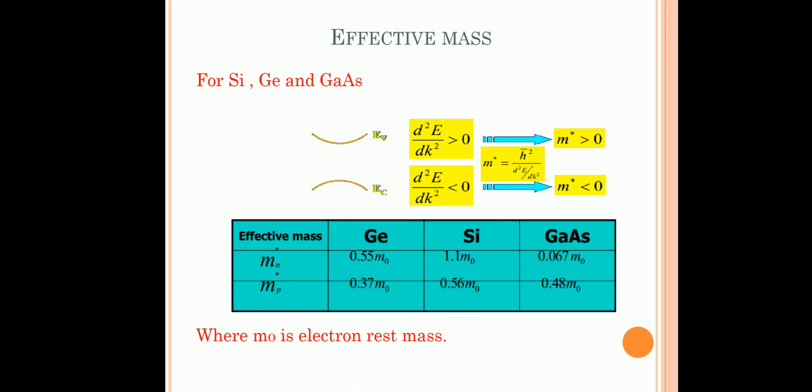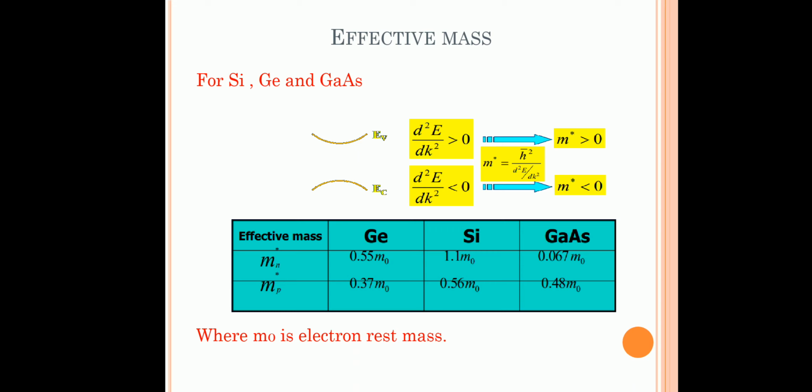So we can see that the free space mass of an electron and the effective mass are different. The free space mass, the electron at rest mass, is called m0, and when an electron is in a crystal it interacts with different particles, so due to this force or interaction we can't use the rest mass of an electron. So we use the effective mass of an electron in such cases. And one more point: the effective mass is greater than 0 if d square E by dk square is greater than 0, and if d square E by dk square is less than 0, the effective mass is also less than 0.